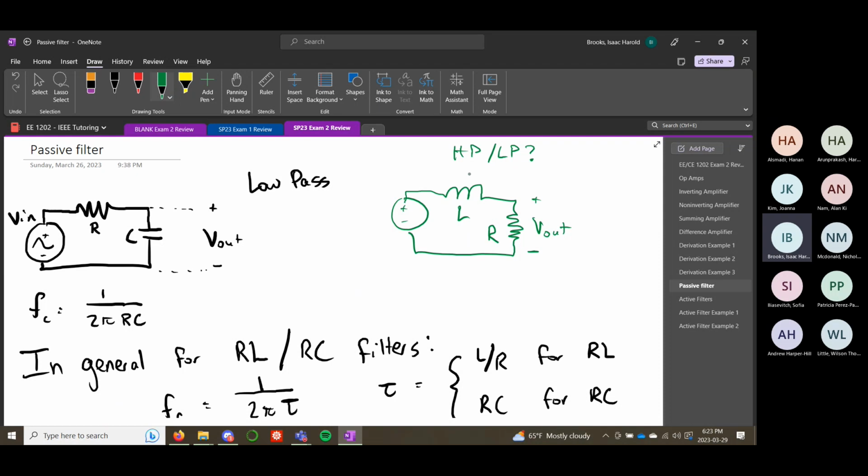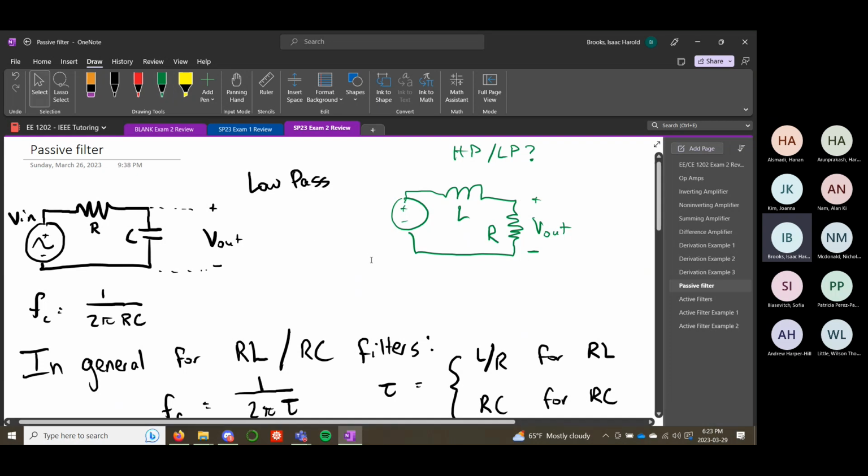And if you swap these two, and if you were to measure the output voltage across this thing, then it would become a high pass filter. But usually you're measuring voltage across the resistor, but you can do either way.